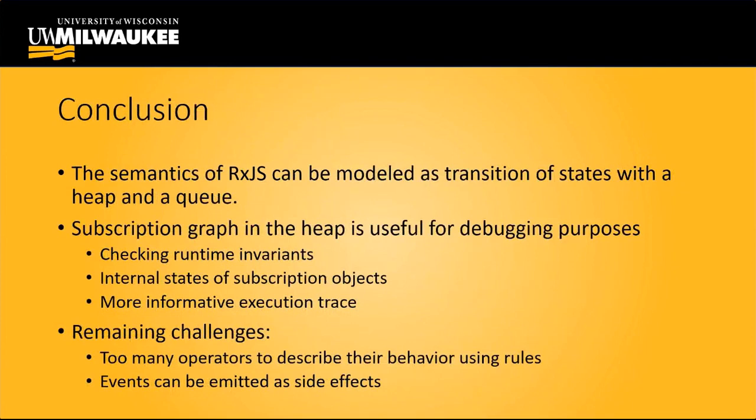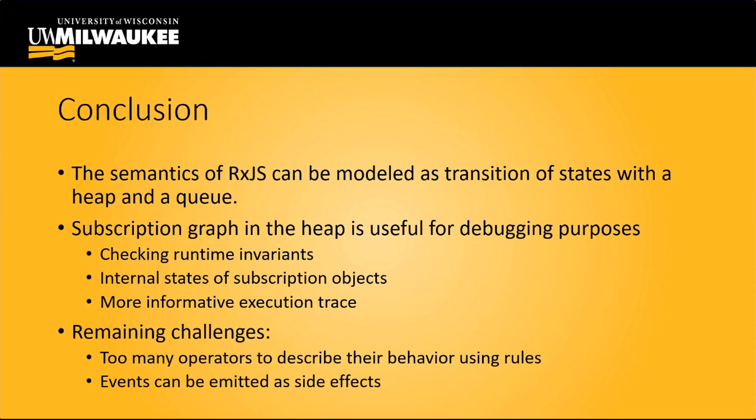In conclusion, the semantics of RxJS may be modeled as a transition of states using a heap and a queue. The subscription graph in the heap is useful for debugging purposes. We can use it to check the runtime invariants. We can check the possible unexpected states in the subscription objects. We can also use it to generate a more informative execution trace.